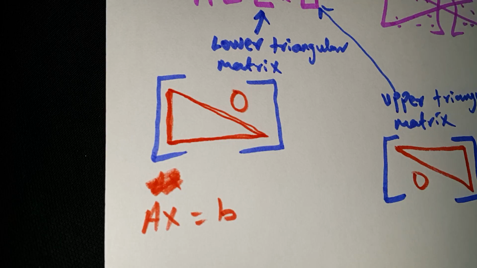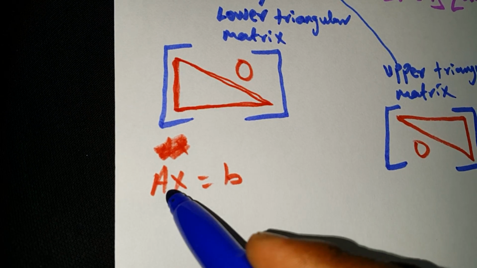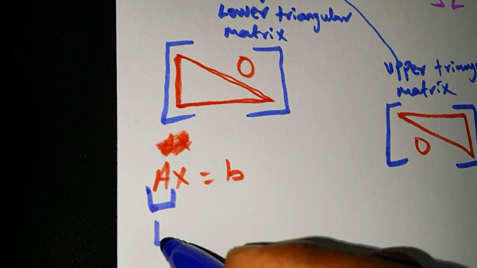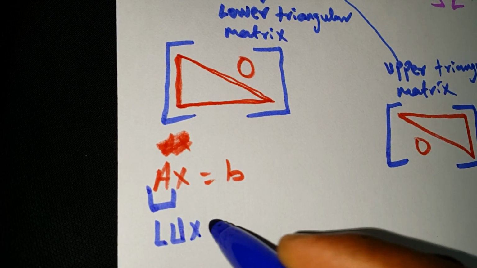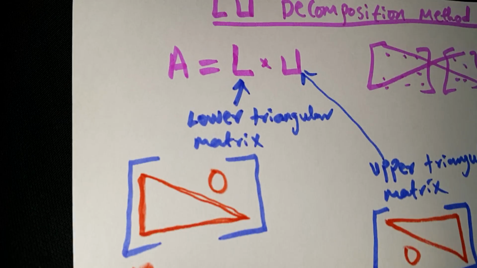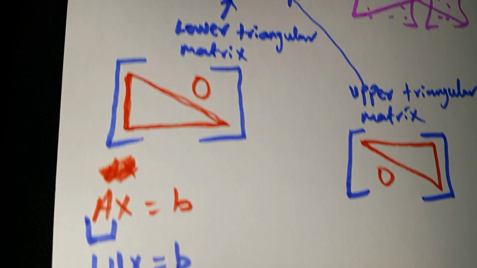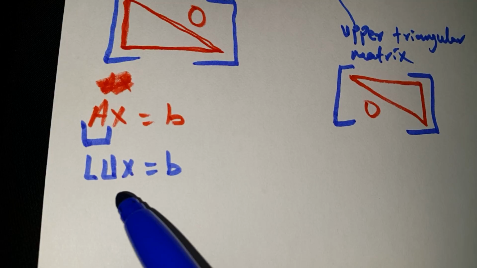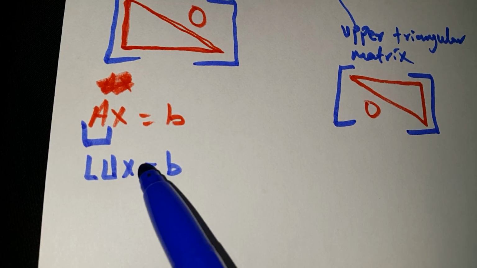Then we say that our A here is equal to LU. So what do we have? We have LUx is equal to B. This is correct when we're talking about the LU decomposition method. So when A is equal to LU, LUx is equal to B.